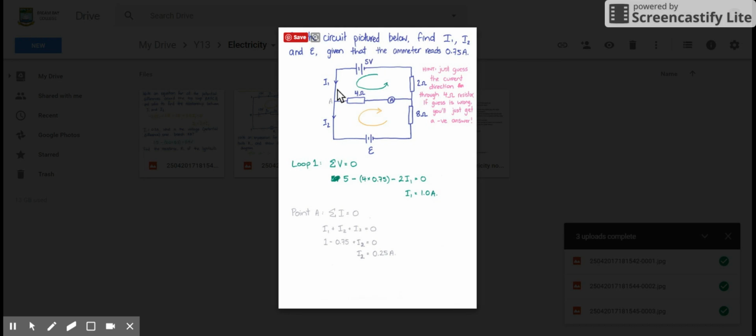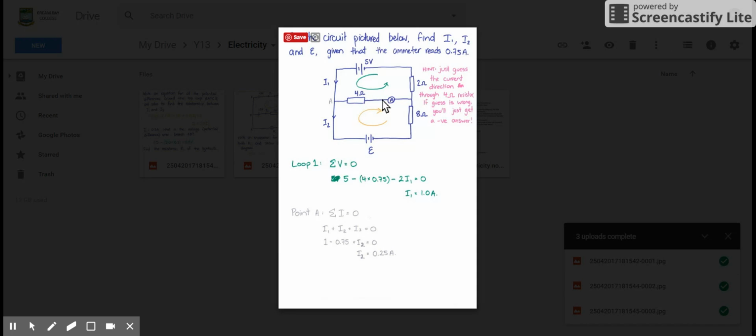As we go around, we get to here and we're still walking in the same direction as the current, which means this resistor is using up voltage. So that's where our minus sign comes from. And the stuff in the brackets is Ohm's law, V equals IR. The voltage drop across this resistor is going to be I, which we know is 0.75 from the instructions, and R, 4 ohms.